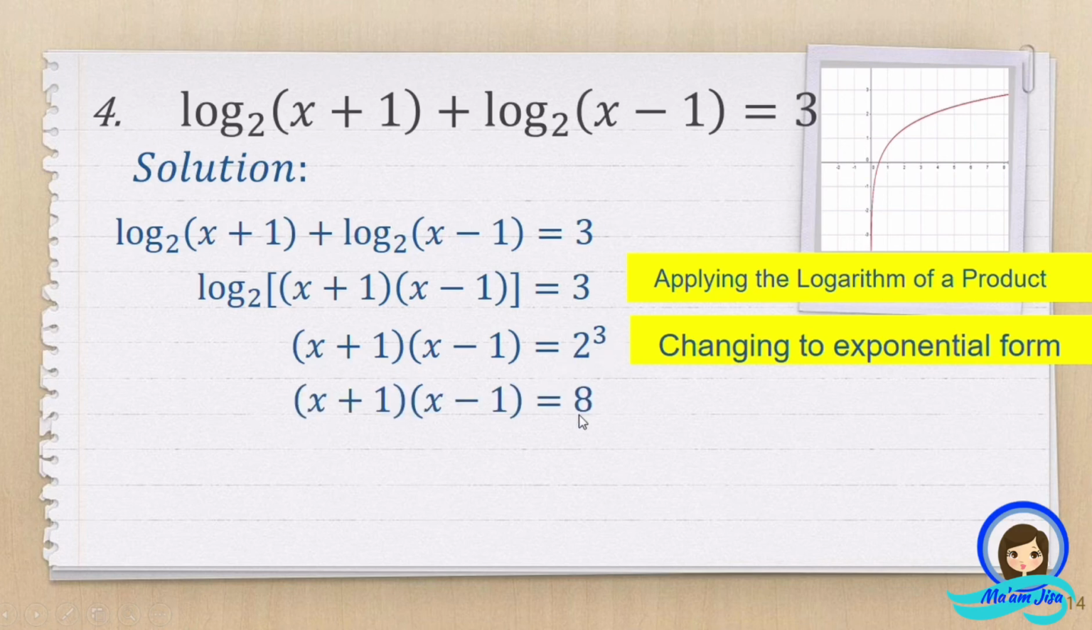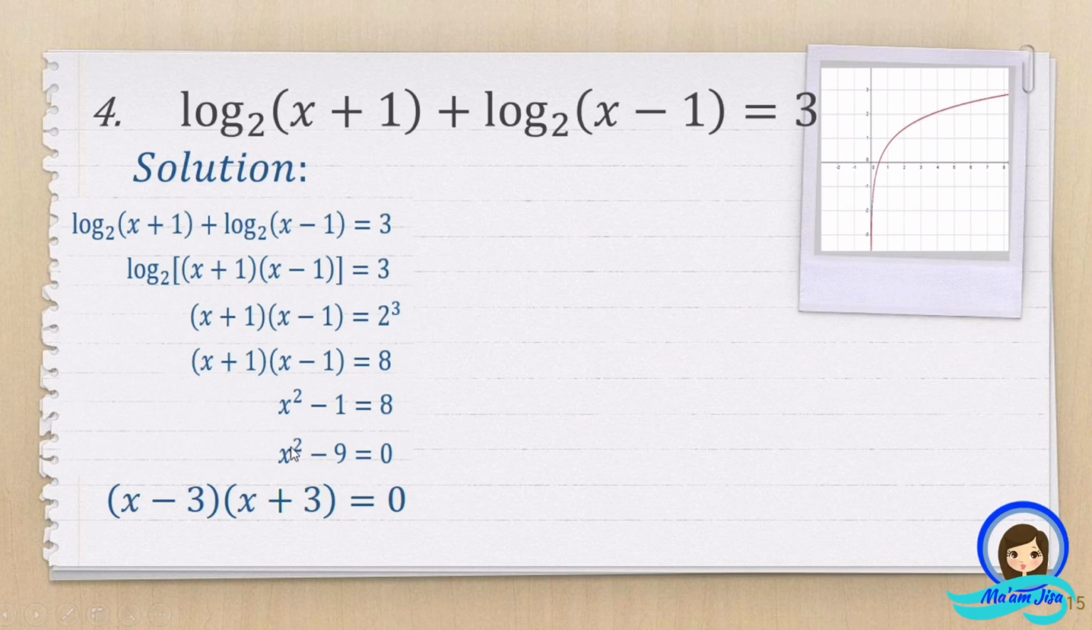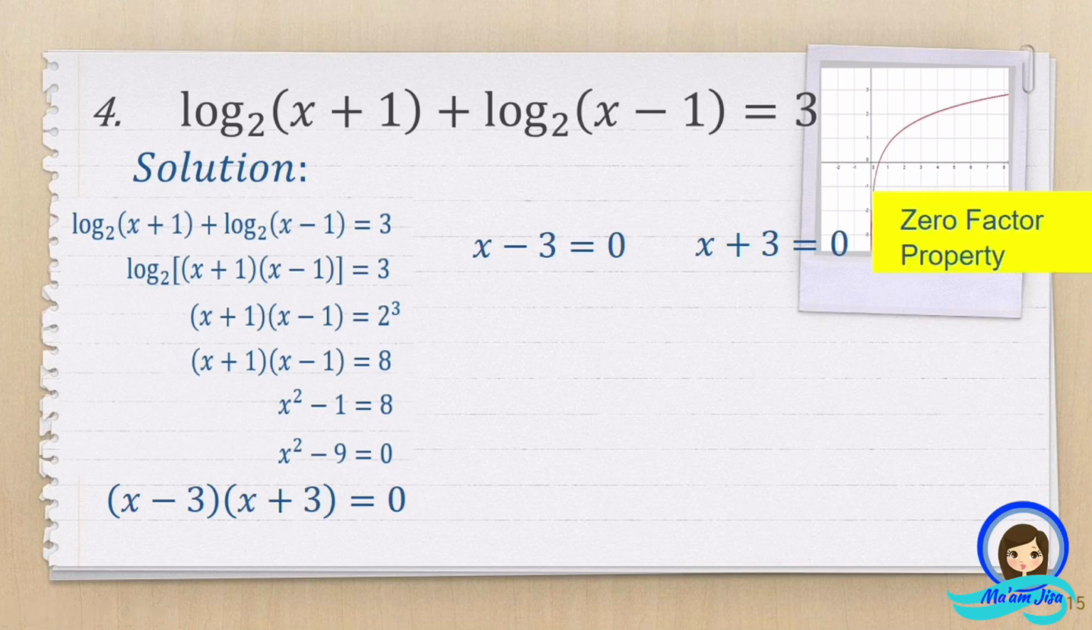And then quantity x plus 1 times quantity x minus 1, applying the special products, that is just equal to x squared minus 1, then copy 8. So we transpose 8 to the other side of the equation. That gives us x squared minus 1 minus 8. That's why we have here negative 9. Factoring x squared minus 9 gives us this quantity x minus 3 times quantity x plus 3. Applying the zero factor property, we have again two values of x's. We have x equals positive 3 and x equals negative 3.